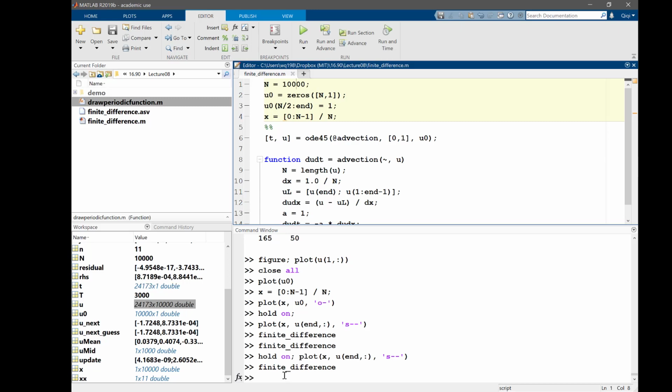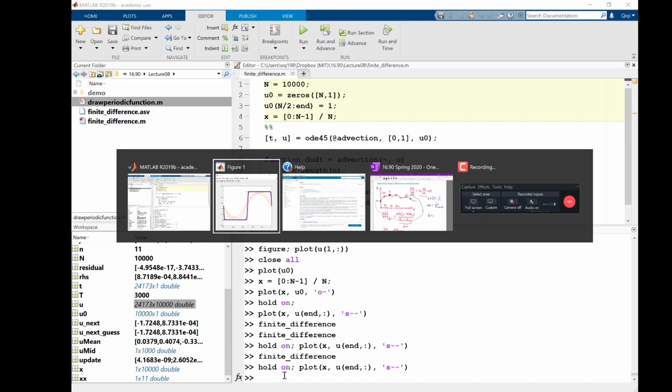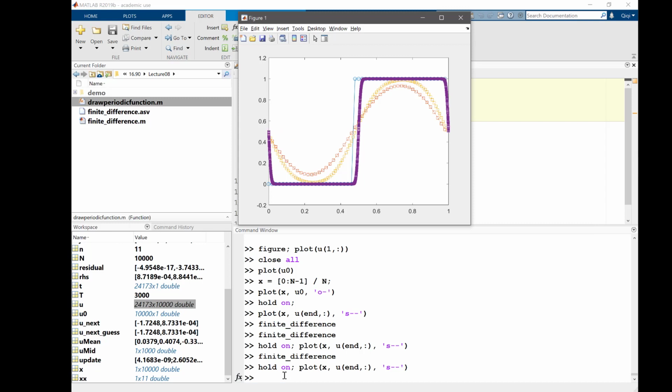Hey, it did finish. Okay, so now let's try it again. Now it's pretty good, huh? It's not perfect yet, but it's much better than what we had before.